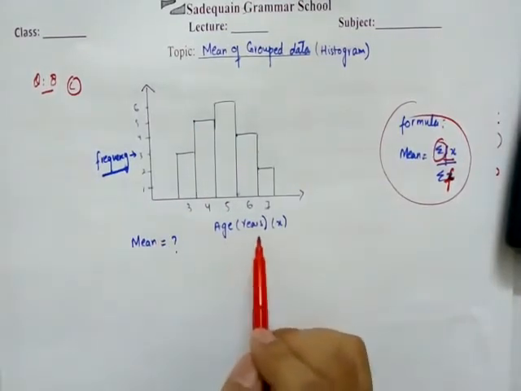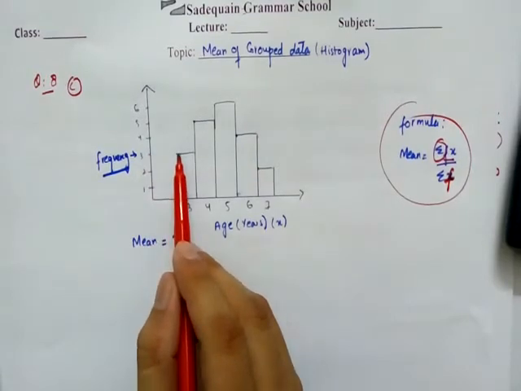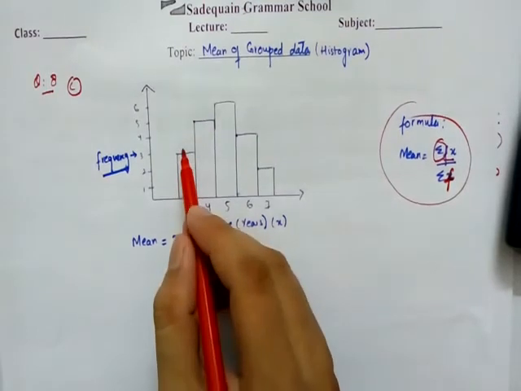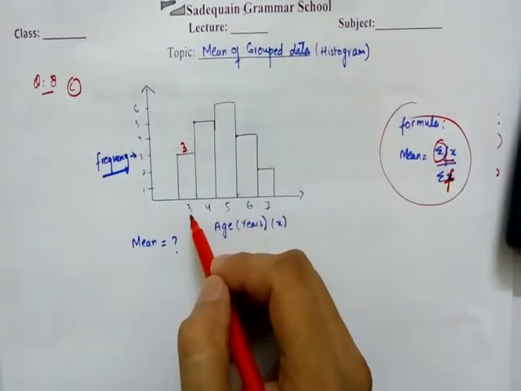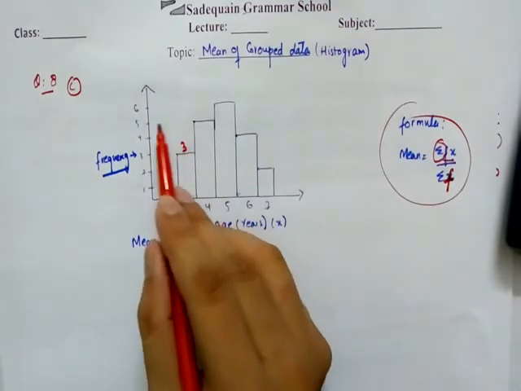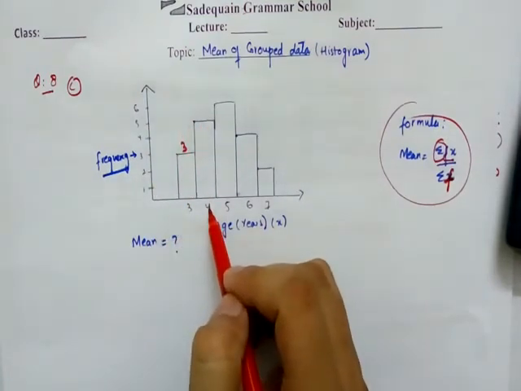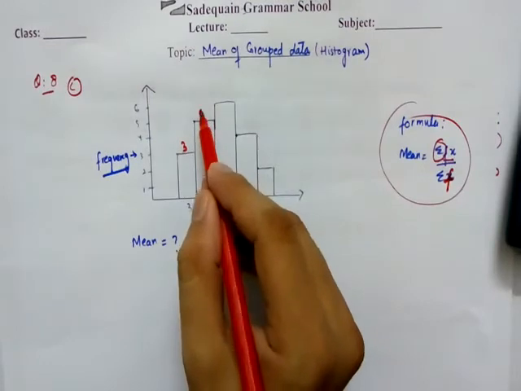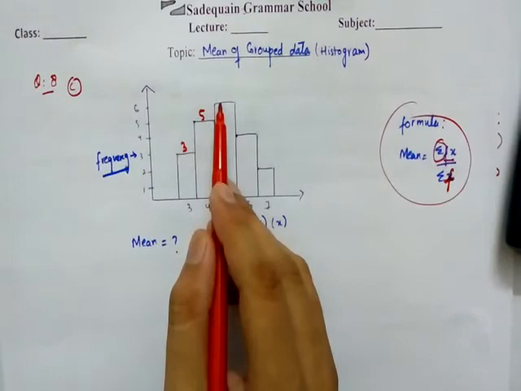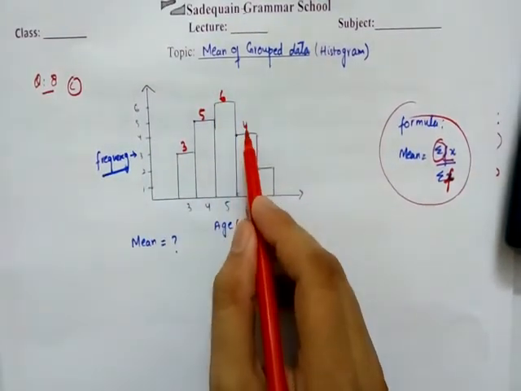Actually, the value on the y-axis suggests that there are 3 students who got an age of 3 years. So I will write 3 students here. 3 students got 3 years. Now that bar showing the value on the y-axis, that 5 students are such students who got an age of 4 years. So I will write 5 over here. And similarly, 6 students got an age of 5 years. So I will write 6 here, and here I will write 4, and here I will write 2.